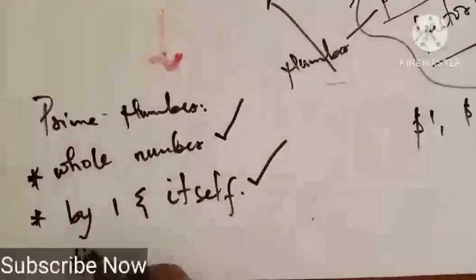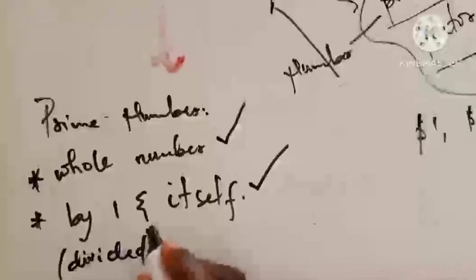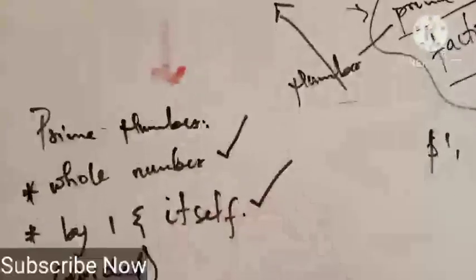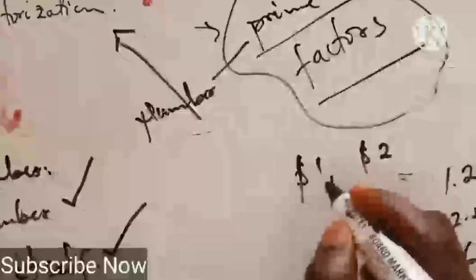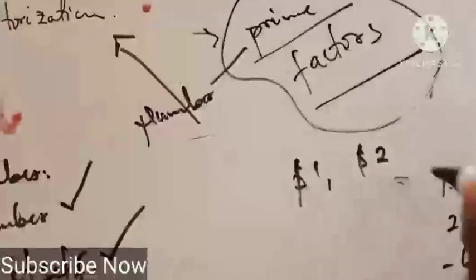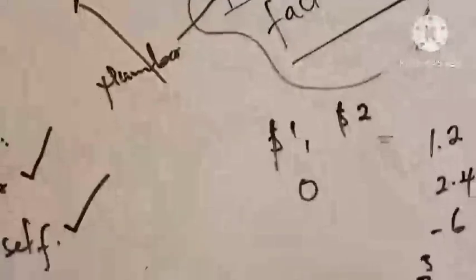So let me bring the word divided here. Divided by 1 or itself. Is that okay? We are not just talking about any whole number. So what is the whole number? As I said earlier, a whole number can be something like this, right? So 1, 2, 3, and so on and so forth. So you also consider 0 to be a whole number. Is that okay?